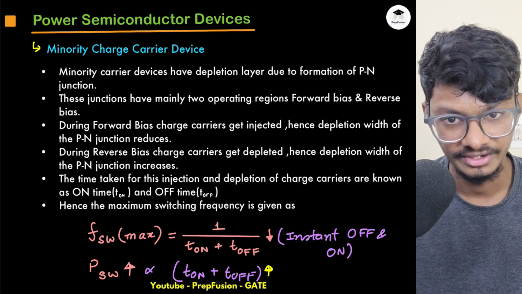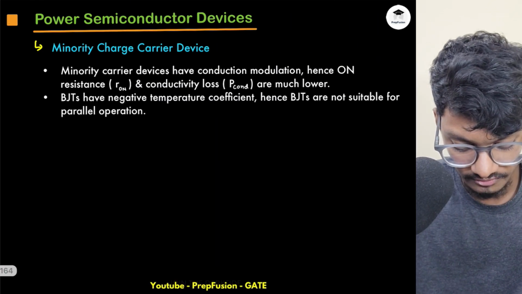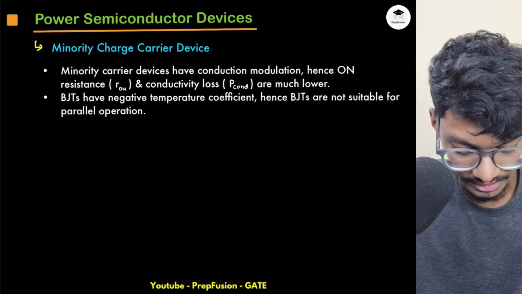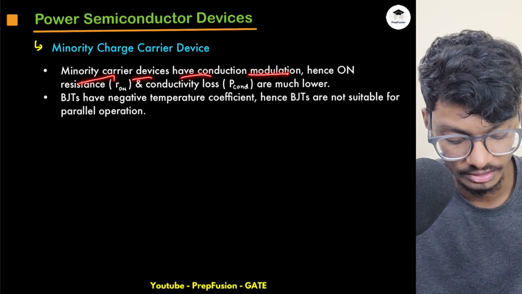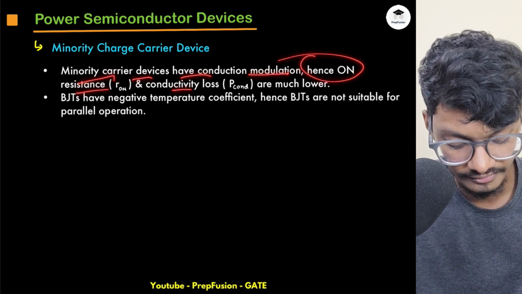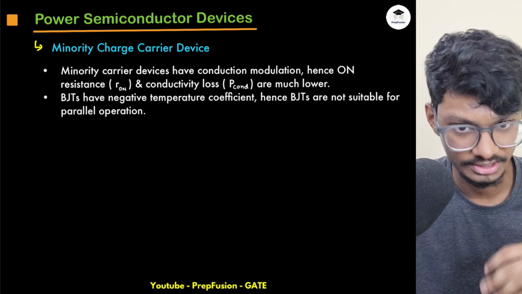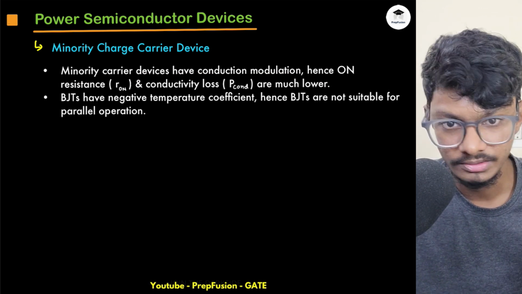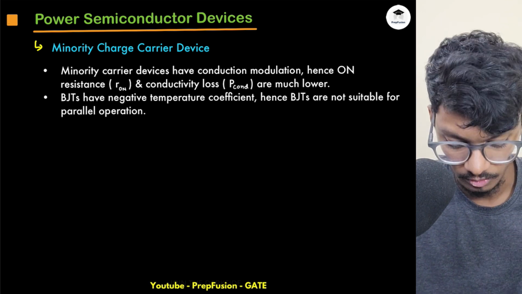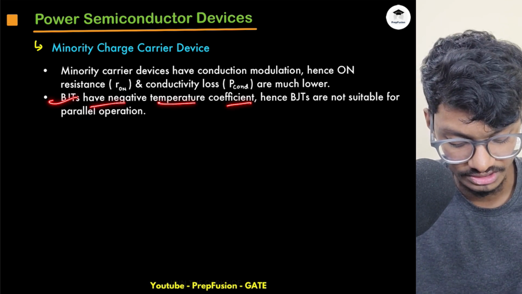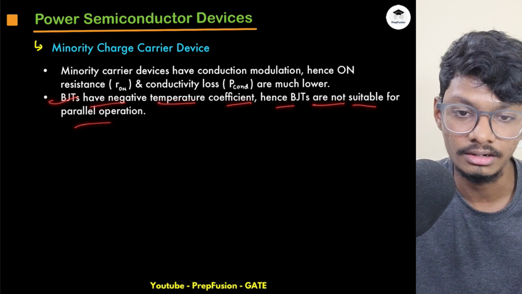That is inevitable. Now another few points about minority charge carriers is that minority carrier devices have conduction modulation, hence on resistance and conductivity loss are much lower. What do we mean by conduction modulation? We'll understand, don't worry. When we study power diodes, I will explain conduction modulation. Now BJTs have negative temperature coefficient, hence BJTs are not suitable for parallel operation.